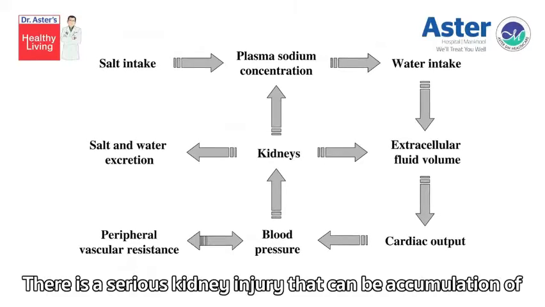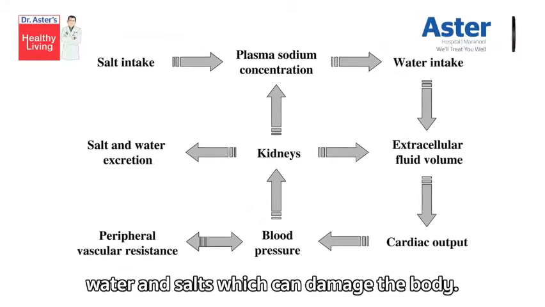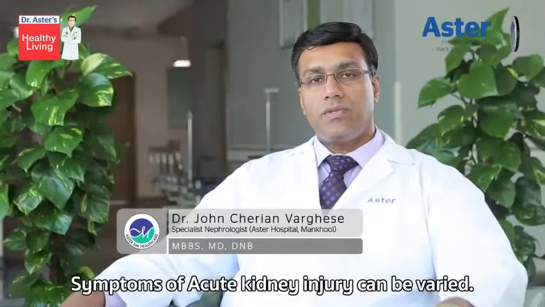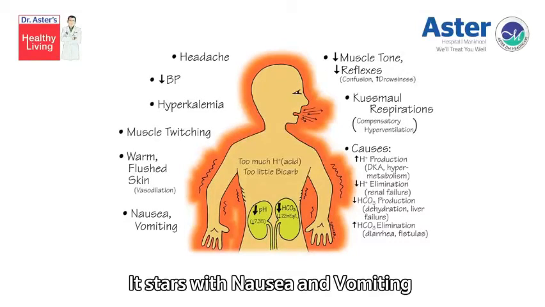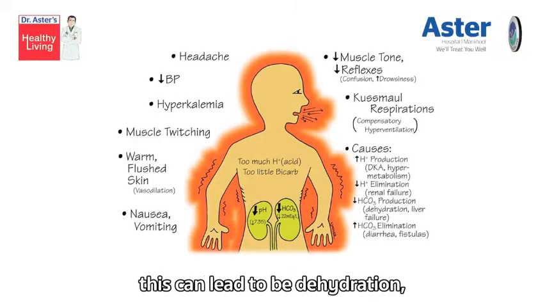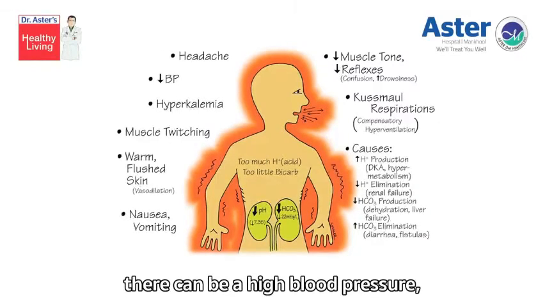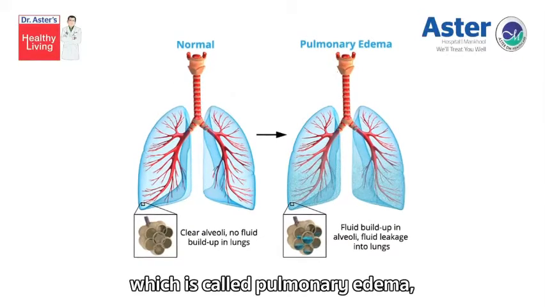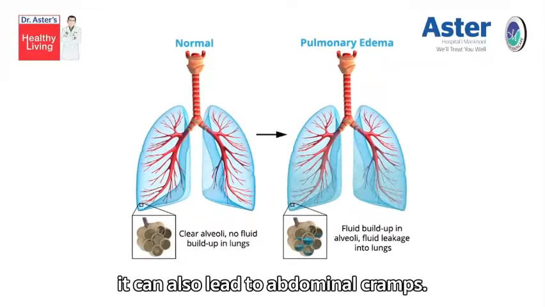A serious kidney injury can lead to accumulation of water and salts, which can damage the body. The symptoms of acute kidney injury can be varied. It starts with nausea and vomiting. This can lead to dehydration. There can be high blood pressure. This leads to fluid in the lungs, which is called pulmonary edema. It can also lead to abdominal cramps.